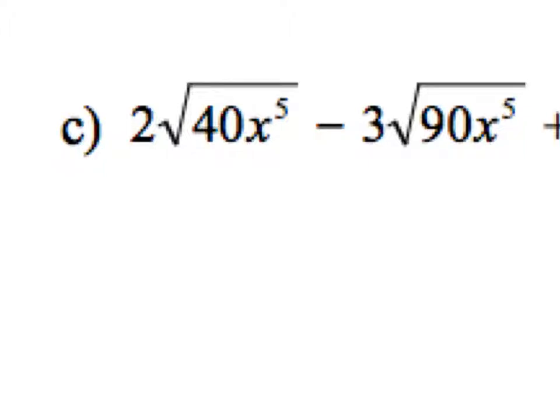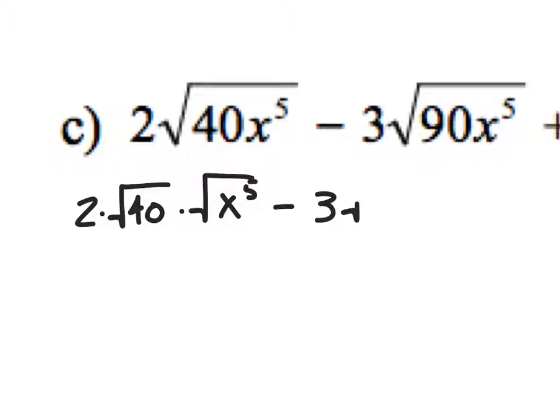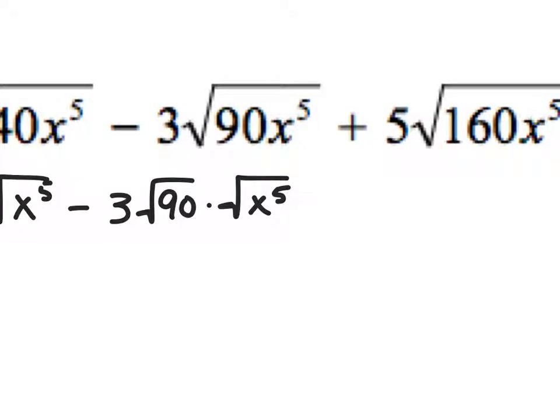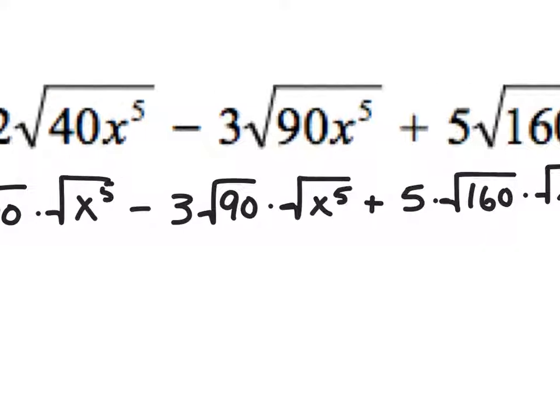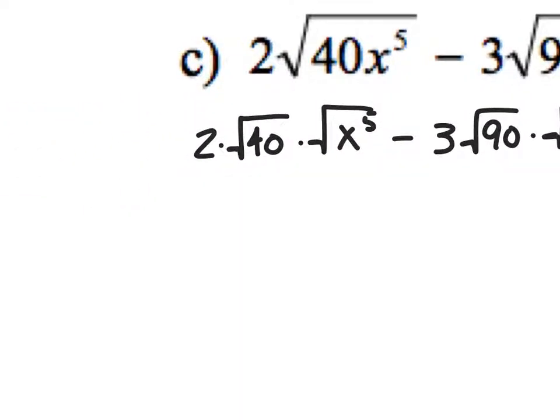All right, so I'm going to rewrite this as 2 times the square root of 40 times the square root of x to the 5th, minus 3 times the square root of 90 times the square root of x to the 5th, and then plus 5 times the square root of 160 times the square root of x to the 5th. Now, let's just do that. Now, let's split these up.